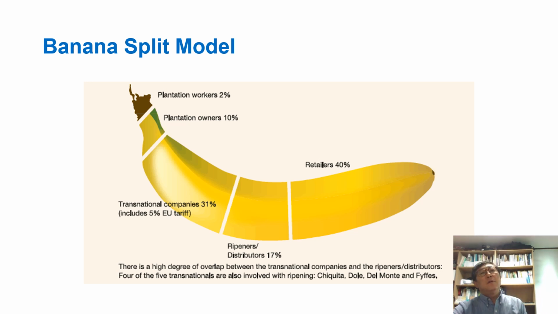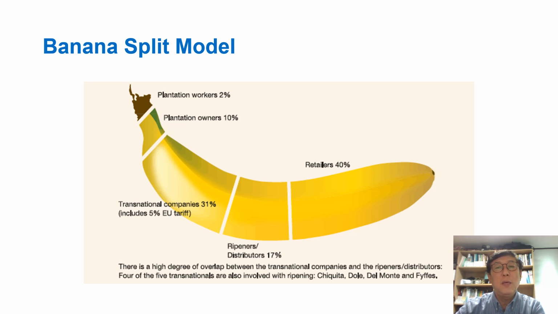This is the famous banana split model. It's like the diamond market. If you have bananas, plantation workers receive only 2%, plantation owners only 10%, transnational companies 31%, the ripeners or distributors 17%, and the retailers 40%.